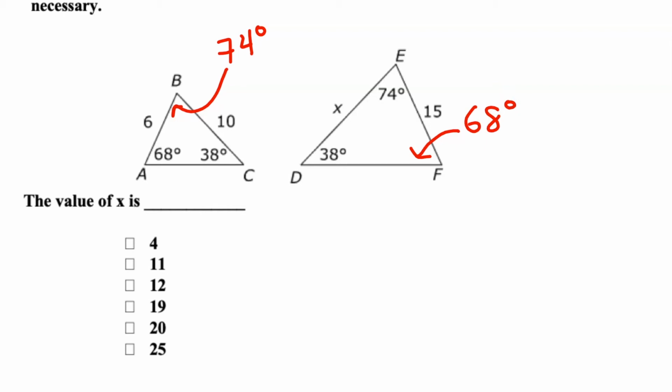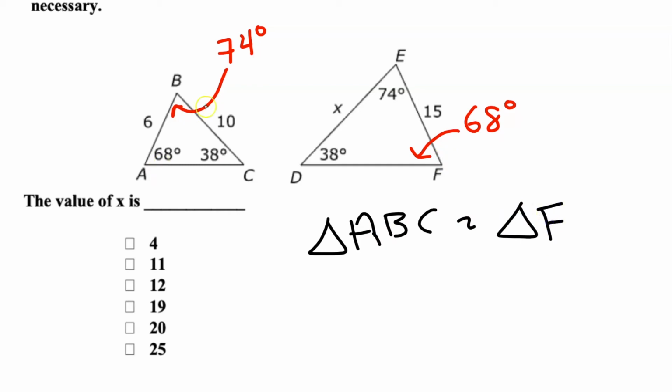So if I were to write a similarity statement, we'll say triangle ABC is similar to triangle... A is congruent to F, B is congruent to E, C is congruent to D. So this helps me because now I can figure out my corresponding sides, right? AB corresponds with FE.